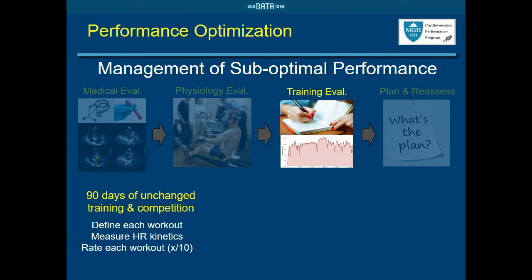The next thing, and this is probably the most important thing and requires the least science, is to look at his training. So one of the things we tell everyone that comes to see us is this is not a one-stop shop. This is an iterative process, and you're going to do more of the work than we do. And the first thing you're going to do is go out and do 90 days of just what you were doing before you came to see us. Don't change a thing, but just track it.